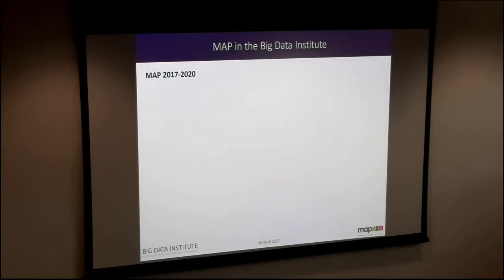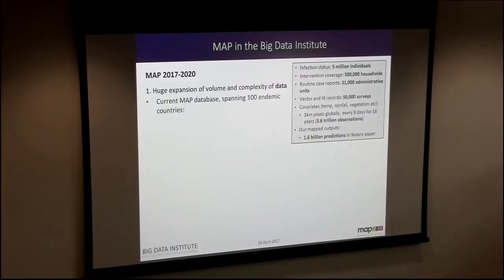So moving forward from here, and why we're very glad to be placed in the Big Data Institute, is we've seen in recent years a huge expansion in the volume and complexity of the data that we have coming into MAP. Currently, our database covers 100 malaria endemic countries. We have the infection status of about 5 million individuals. We know the intervention coverage in terms of nets or spraying of thousands of households.